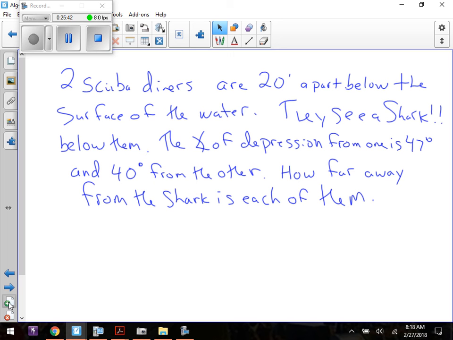Two scuba divers are 20 feet apart below the surface of the water. They see a shark below them. The angle of depression from one of them is 47 degrees and 40 degrees from the other. How far away from the shark is each of them?